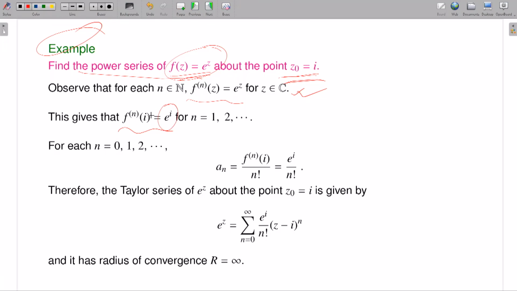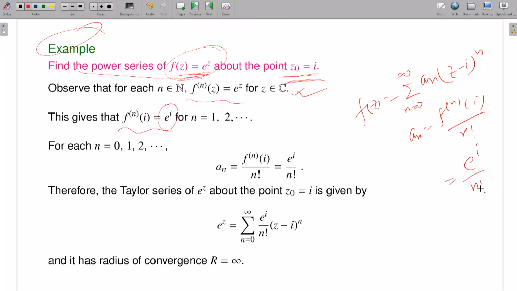So since my function is analytic, by Taylor's theorem it will have a power series expansion around the point z equals i, which is of the form f of z equals the sum over n from 0 to infinity of a n times z minus i to the power n, and what is my a n, which is f n at the point i divided by factorial n. But since I know my function f, I know what is f n of i. This is e to the power i divided by factorial n. So therefore the Taylor series of e to the z around the point z naught equals i is exactly the sum of e to the power i divided by n factorial times z minus i to the power n. That is one way.